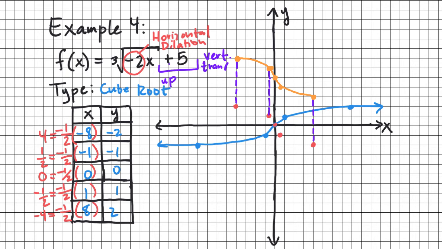Wait, let me fix this a little bit more. That looks crooked. Okay, something like that. So the orange graph is my transformation, and the blue one is my parent function.